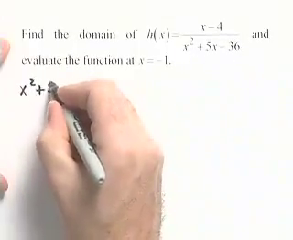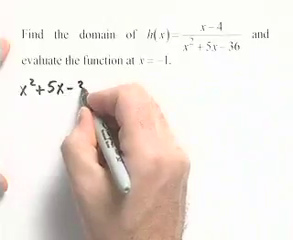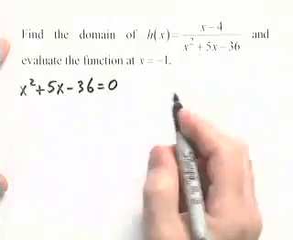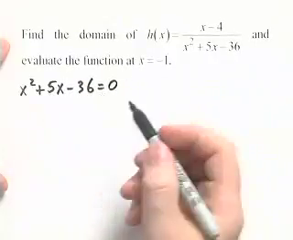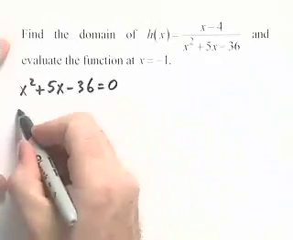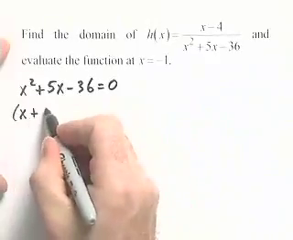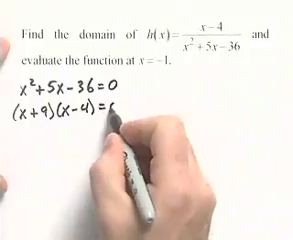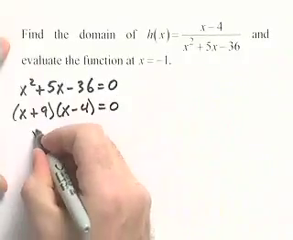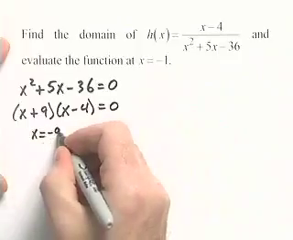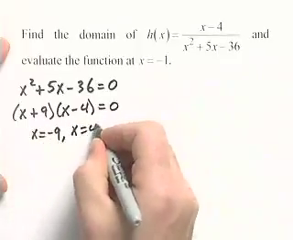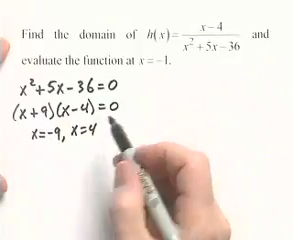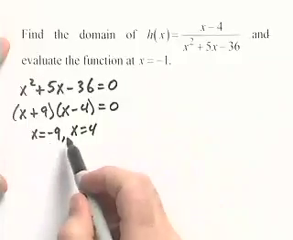So we'll start by setting the denominator equal to 0 and solving this equation. We have a quadratic equation that we can try to solve by factoring, and this does factor as x plus 9 times x minus 4. So this will give me x equals negative 9 or x equals 4 if I set each of these factors equal to 0. So we've got these two restricted values.